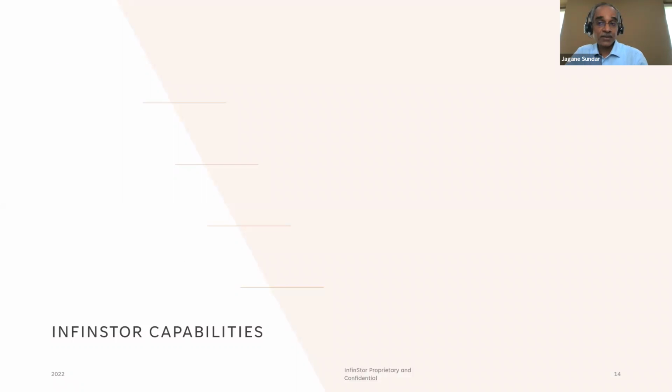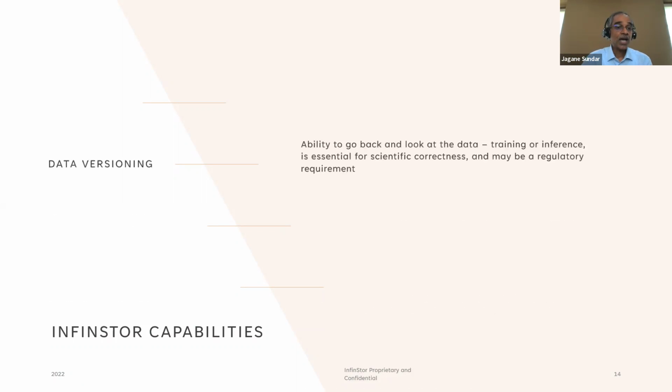What are the capabilities that we add to the platform in addition to MLflow's core capabilities and all the enterprise enhancements that I talked about? We also add data versioning. And this is the ability to go back and look at the data, whether it was used for training or inference, and it's essential for scientific correctness.